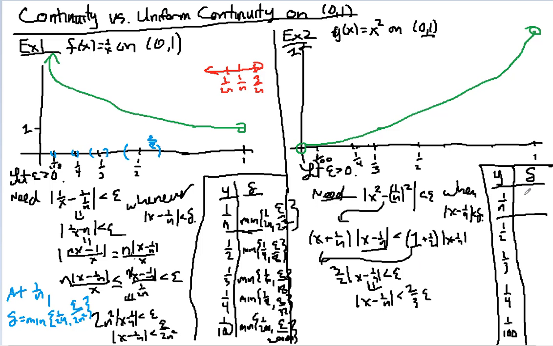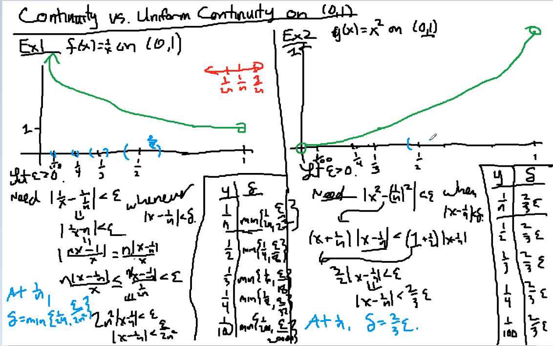So for 1 over n, I can choose my delta to be equal to 2/3 epsilon. For 1/2, I can choose my delta equal 2/3 epsilon. 1/3, 2/3 epsilon. 1/4, 2/3 epsilon. 1/100, 2/3 epsilon. 1/1 trillionth, 2/3 epsilon. So maybe I should write this over in blue, very similarly. So I need, at 1 over n, I need delta to be equal to just 2/3 epsilon.